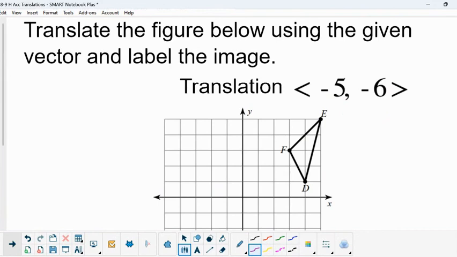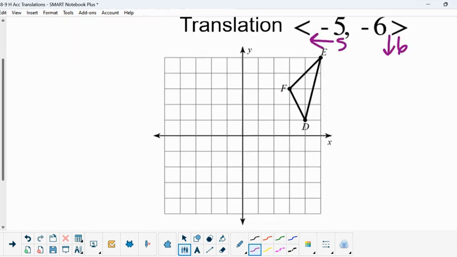The x, this one, negative 5, which way? Left 5, thank you. And negative 6, up or down? Down, thank you. So left 1, 2, 3, 4, 5, down 1, 2, 3, 4, 5, 6. That's down. 1, 2, 3, 4, 5.